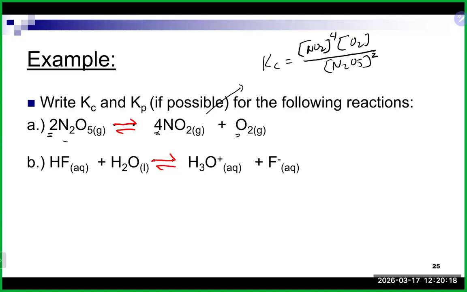Any questions on that there? For this one, we can write a Kp because we definitely got gases going on there. So our Kp expression in this case would be pretty much the same, except this is going to be partial pressures. So it would be the partial pressure of NO2, and we would still take it to the 4th power, times the partial pressure of O2, divided by the partial pressure of N2O5 squared. So basically the same deal, just with pressures in that particular case. Any questions on that one?